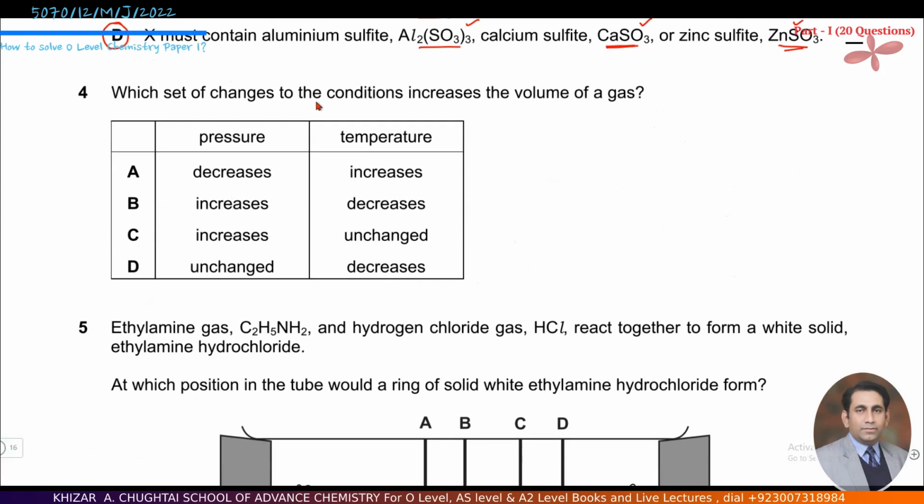Question number 4. Which set of changes to the conditions increases the volume of a gas, pressure, and temperature? Volume is directly proportional to temperature. Higher the temperature, higher the volume. I mean, increase in temperature will increase the volume. And volume is inversely proportional to the pressure. So, decrease in pressure will increase the volume. So temperature must be increased, pressure must be decreased. So pressure decreased, temperature increase. A is the correct option.